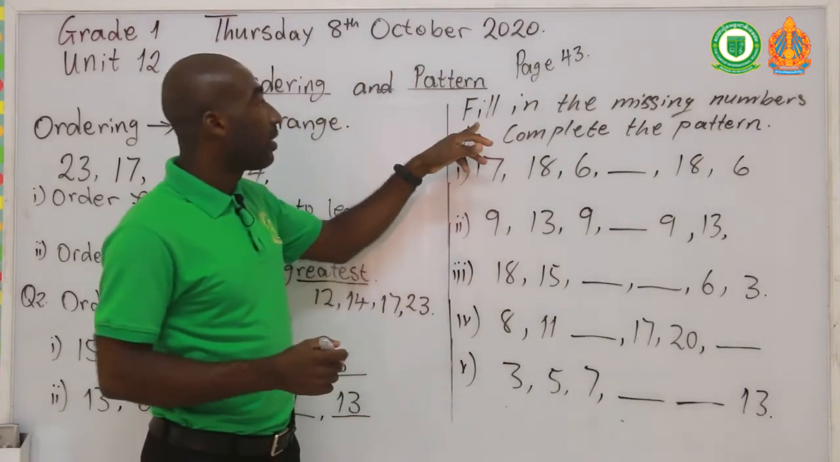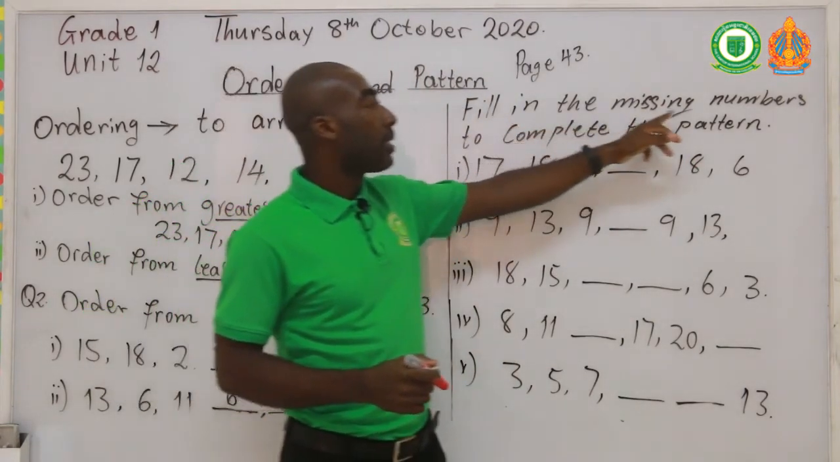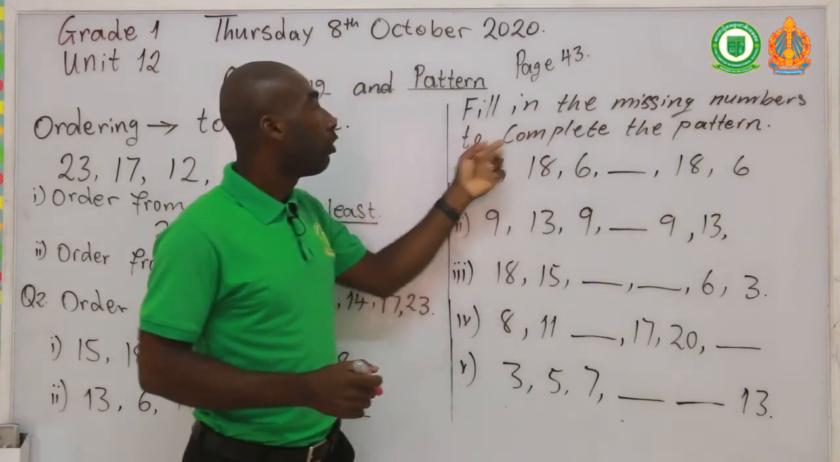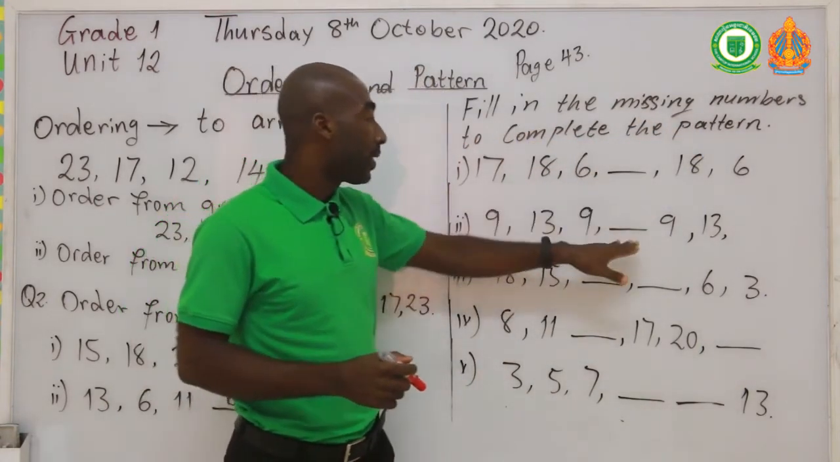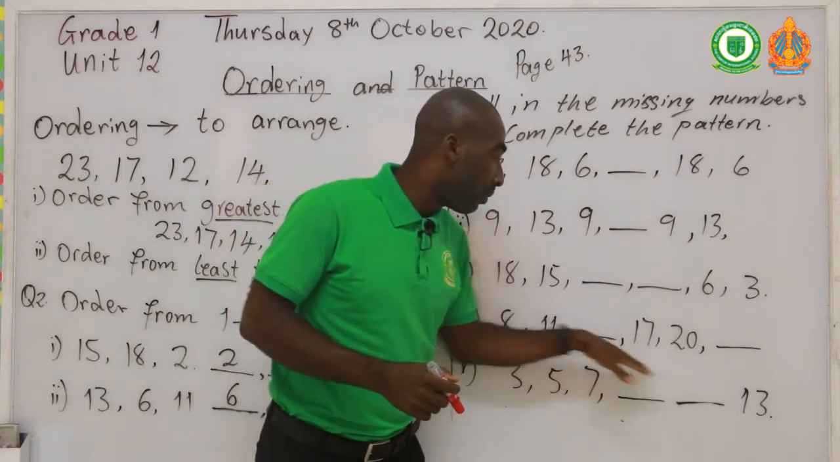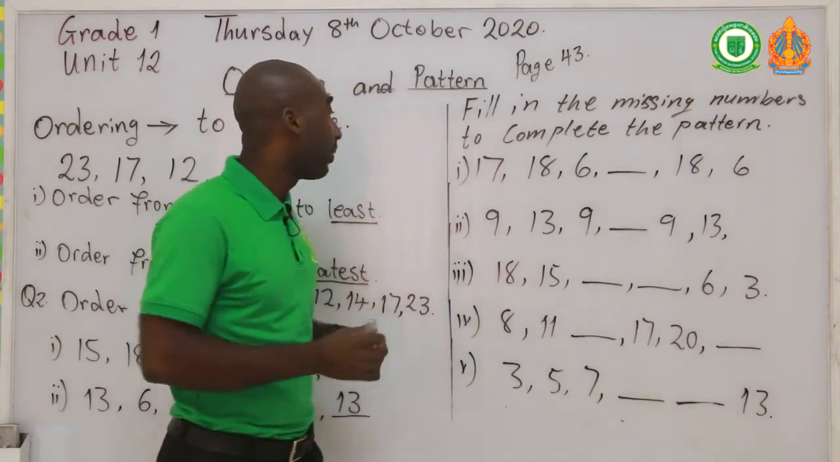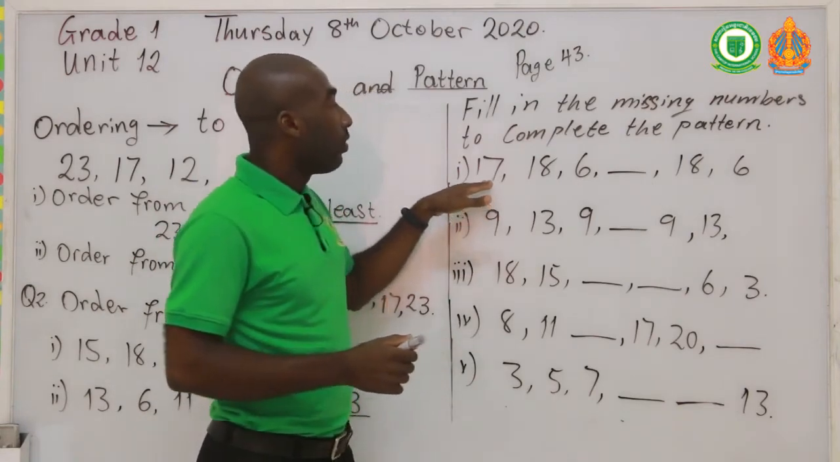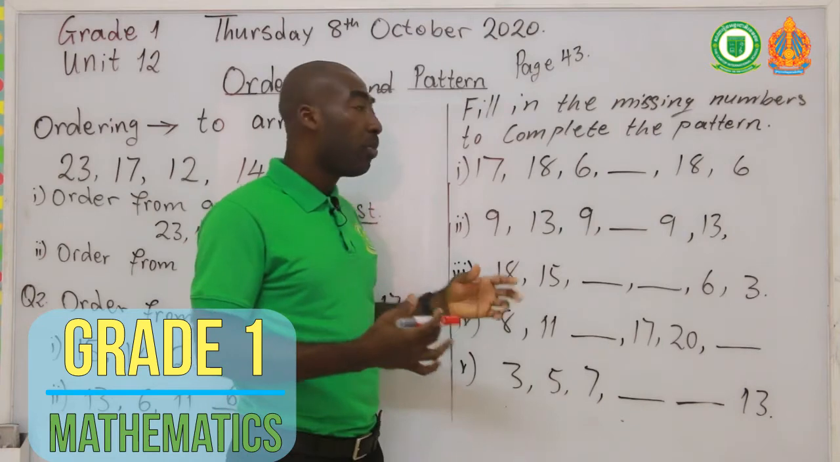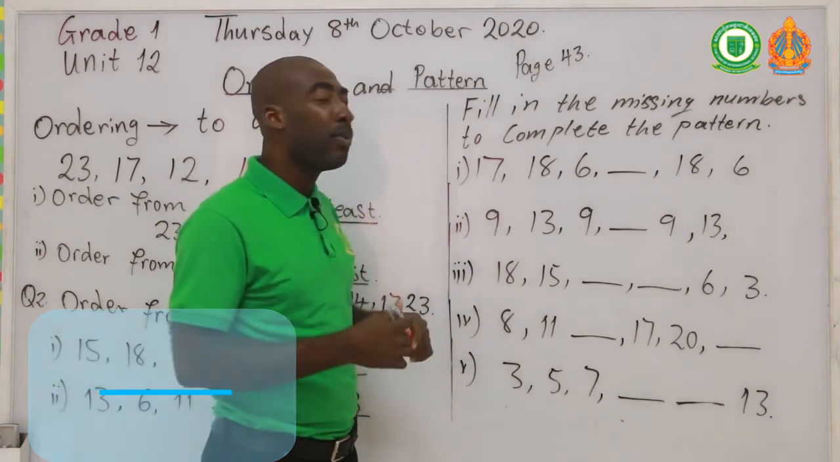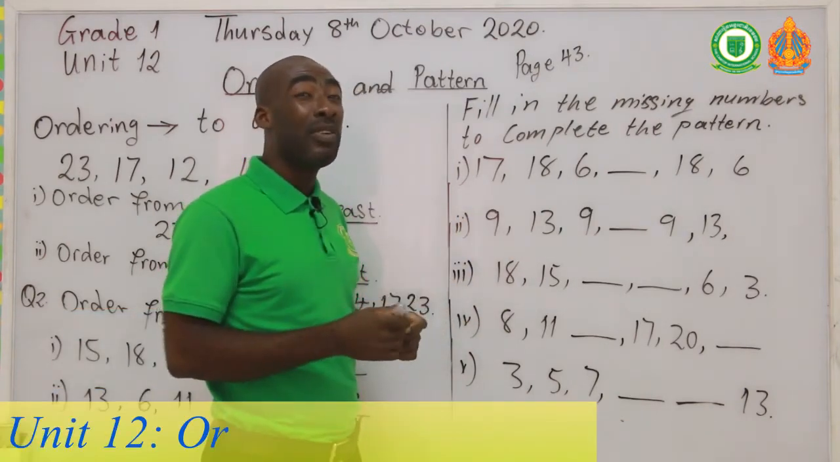So our instruction says that we should fill in the missing numbers to complete the pattern, okay? So there are numbers that are missing that we need to put in so that our pattern can be complete. Always look at the numbers that are close and look at the difference between those close numbers. That will help you to know the kind of pattern that you have to work with.